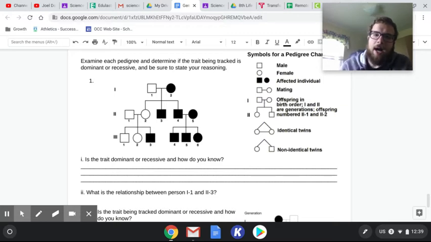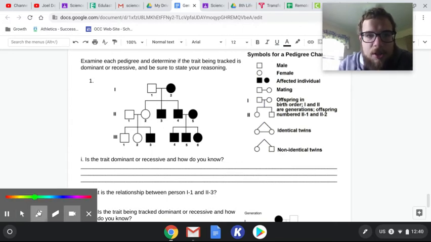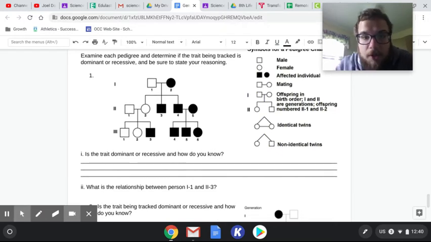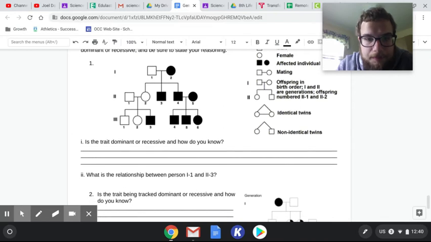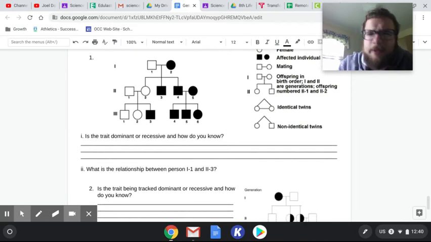I know that if the generation 1 people are affected by it, then it's probably going to be dominant. And I see that it's appearing in every generation, which I remember is also a telltale sign that it's dominant. So I'm confident in saying this is a dominant trait because of those two reasons. It appears in every generation, and one of the individuals in the first generation is affected by it. Okay, second question is, what's the relationship between person 1-1 and 2-3?